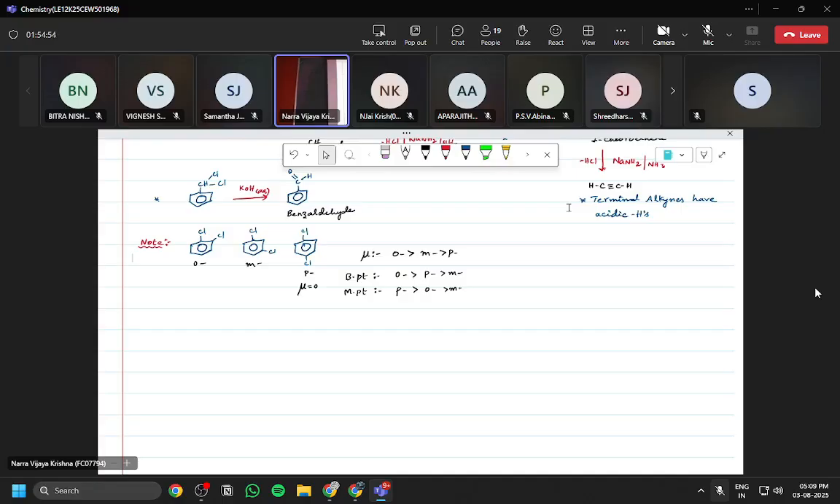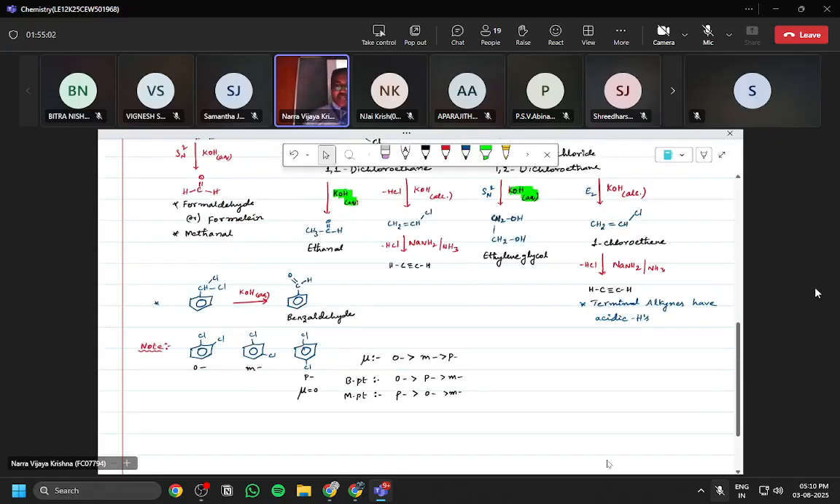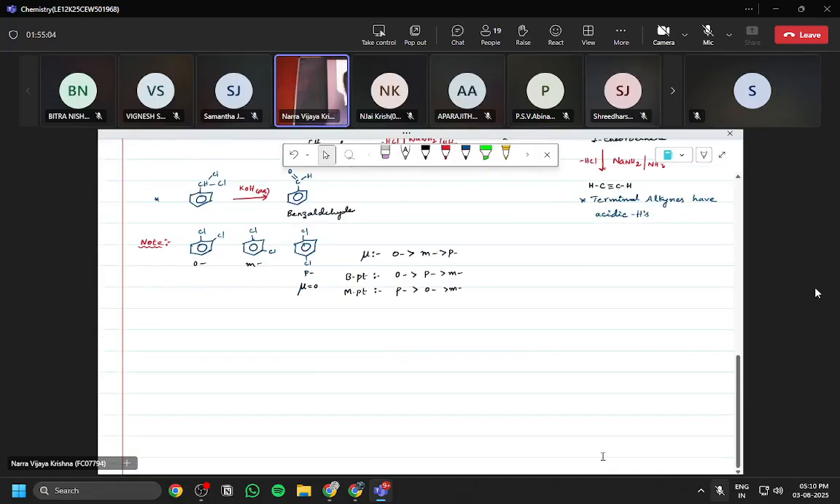Enough. Clear? Next, sir. Now, trihalo derivatives. Check. In trihalo derivatives, any other examples they gave? Now, third point then. Trihalo derivatives.